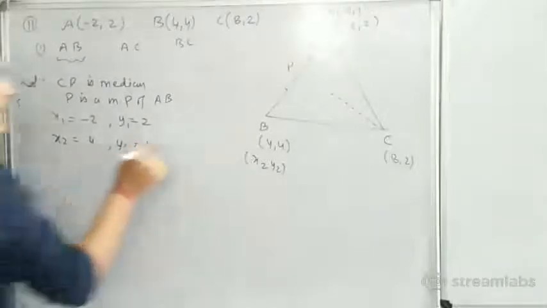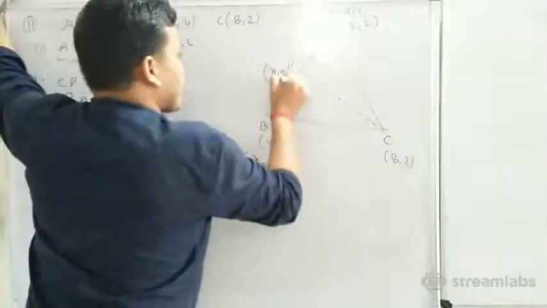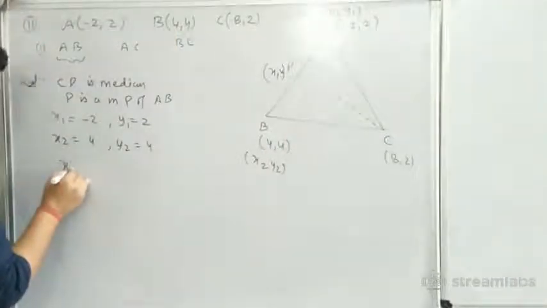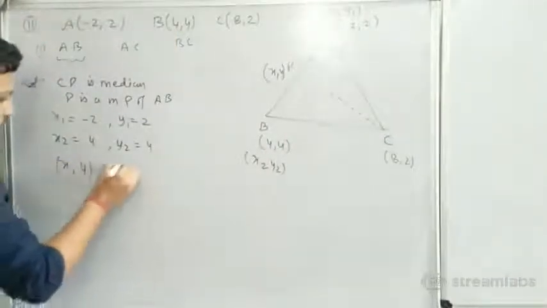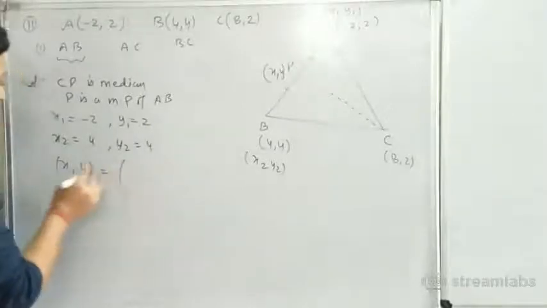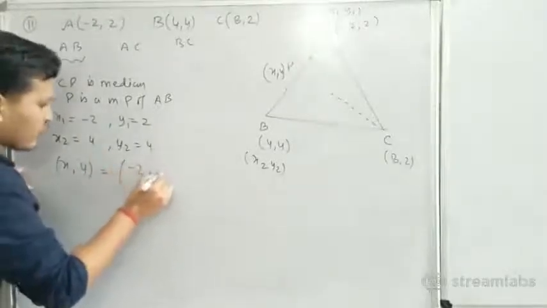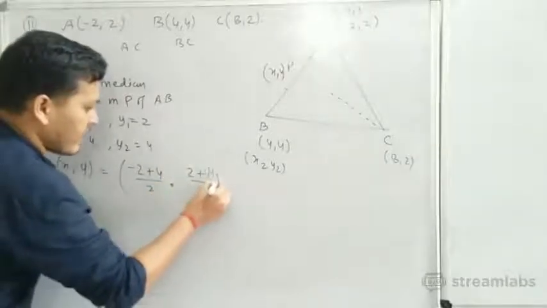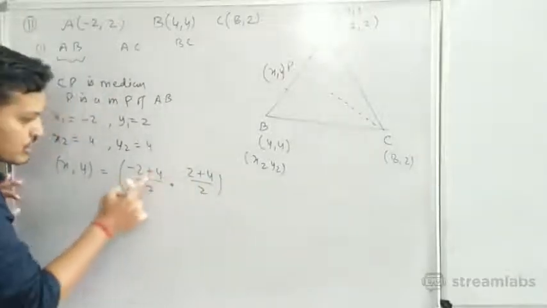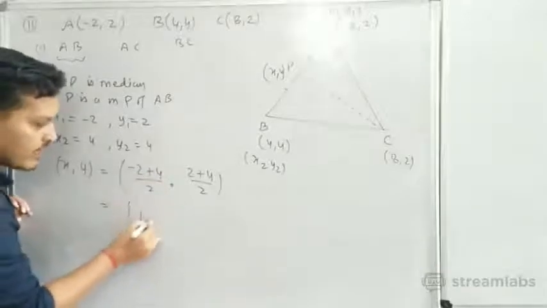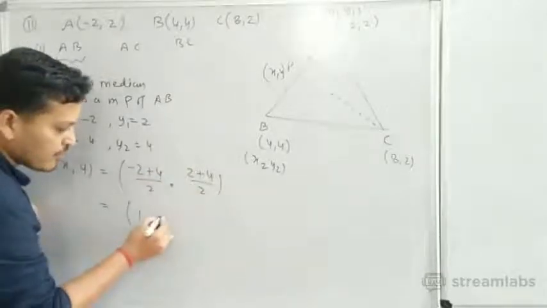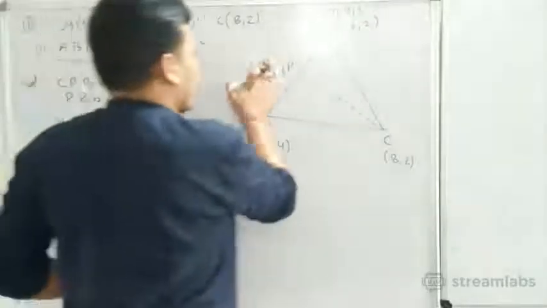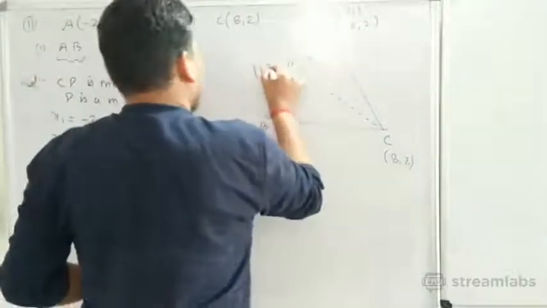So for the midpoint, let the coordinate of this point be (x, y). So (x, y) is equal to ((x1 plus x2) divided by 2, (y1 plus y2) divided by 2), which is ((-2 plus 4) divided by 2, (2 plus 4) divided by 2). That is 2 upon 2, which is 1, and 6 divided by 2, which is 3. So the coordinate of this point is (1, 3).